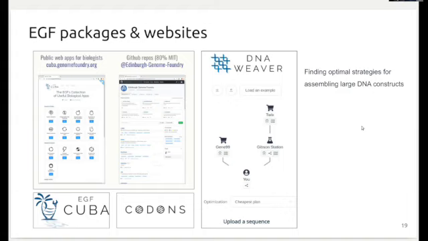You can find most of our software packages on GitHub, and we have another website as well that can help you find optimal strategies for assembling large DNA constructs. That means that you can draw up your own supply network for DNA synthesis, with the various tools that you can perform, such as Gibson cloning, Golden Gate cloning, PCR, and so on. And the software will find you the most optimal way to put together your genome, some chromosome or something, from the various sequences.